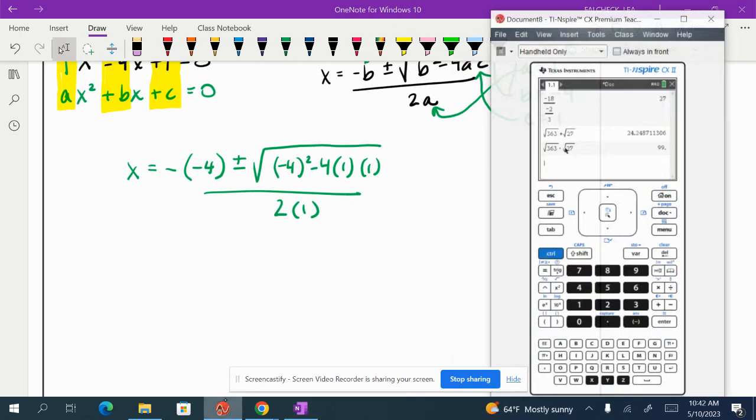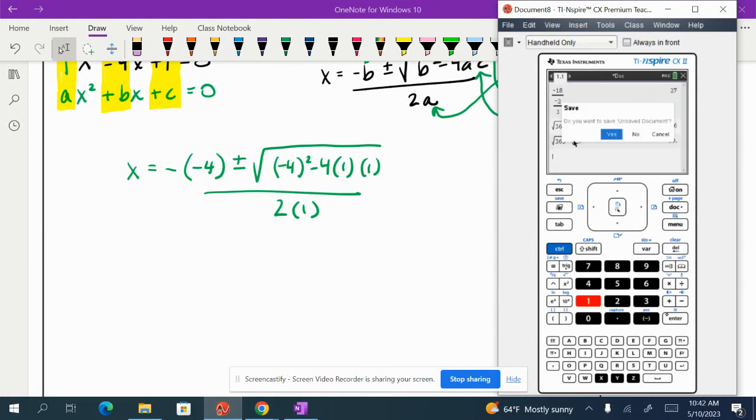I'm going to go ahead and plug that into my calculator. And I'm going to set up a fraction. Okay, and on top I'm going to do negative 4. And that's going to give me a positive 4. I'm going to do the plus first. I'll do the minus next time. I'm going to do the square root of negative 4 squared minus 4 times 1 times 1 all over 2 times 1.